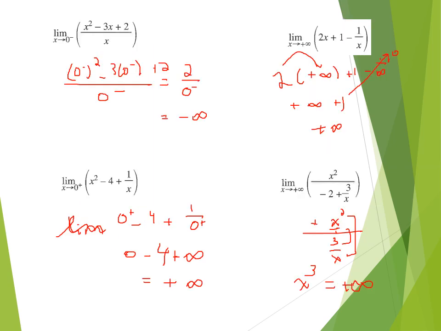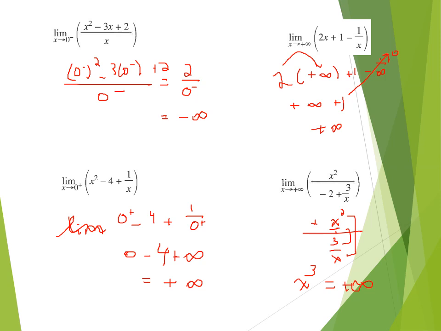More exercises. Now we are going to replace x by 0 minus. So we have 0 minus squared minus 3, 0 minus, plus 2, okay, over 0 minus. So in the top we have plus 2 over 0 minus. Number over 0, it's infinity. And what type of infinity? It's minus infinity, because we have 0 minus.